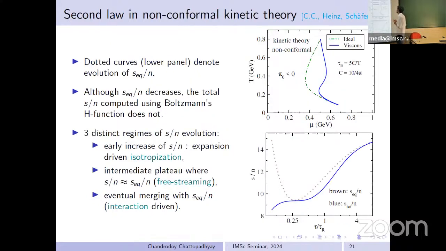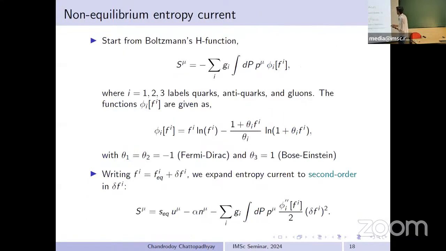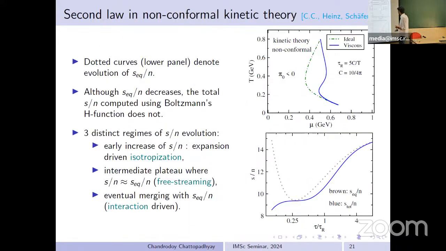in non-conformal kinetic theory, the same feature goes on. Again, this trajectory moves to the right, but once the full, so here we essentially did not do any order by order expansion. We directly computed this definition of non-equilibrium entropy for kinetic theory. And we see even here the total entropy, once non-equilibrium effects are taken into account, doesn't decrease, but the equilibrium definition gives this idea that it can decrease.